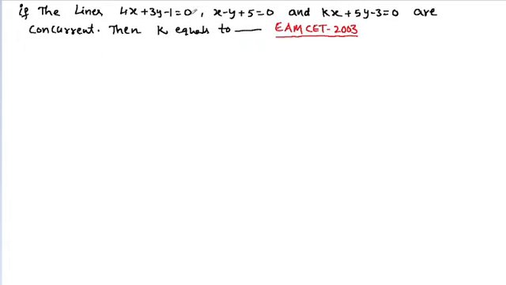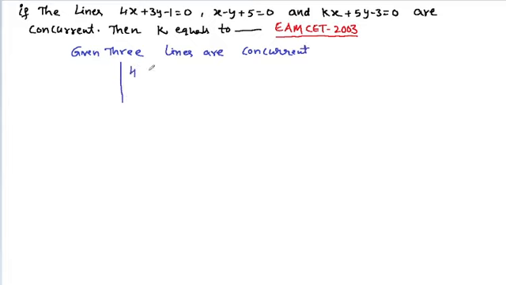The lines 4x plus 3y minus 1 is equal to 0, x minus y plus 5 is equal to 0, and kx plus 5y minus 3 is equal to 0 are concurrent, then k is equal to dash. This is an Eamcet 2003 question. Given three lines are concurrent. Concurrent means the determinant of that is equal to 0.